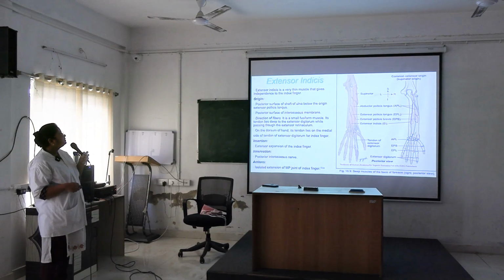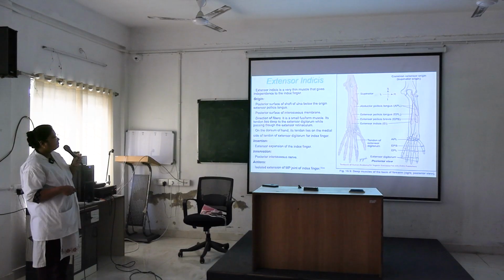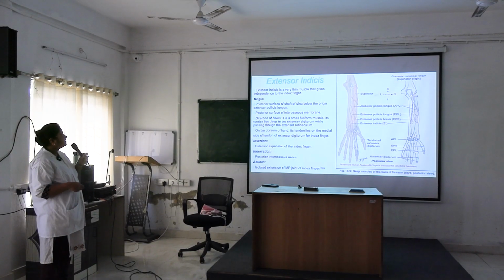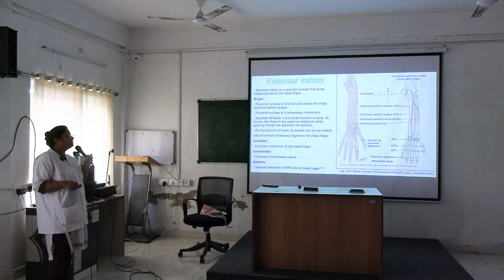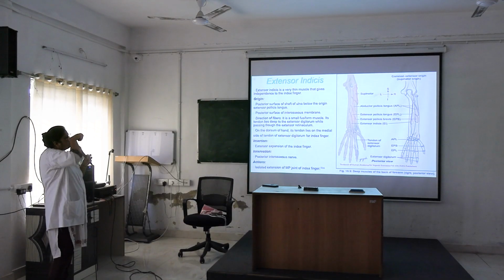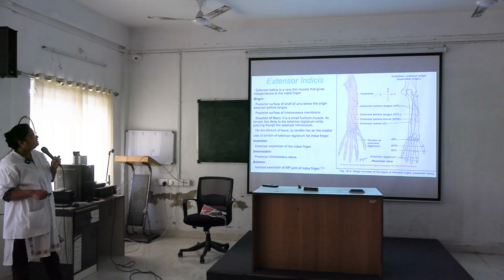Now, below the origin of the extensor pollicis longus, on the posterior surface of the interosseous membrane, direction of fibers: it is a small fusiform muscle.